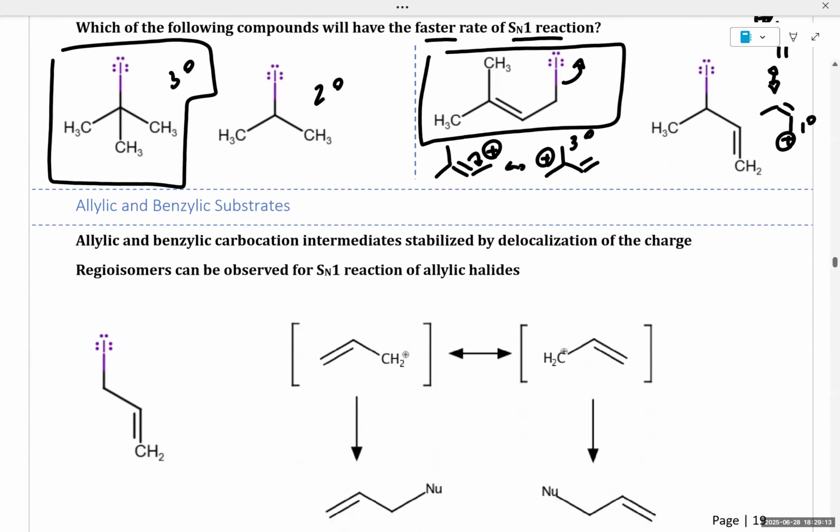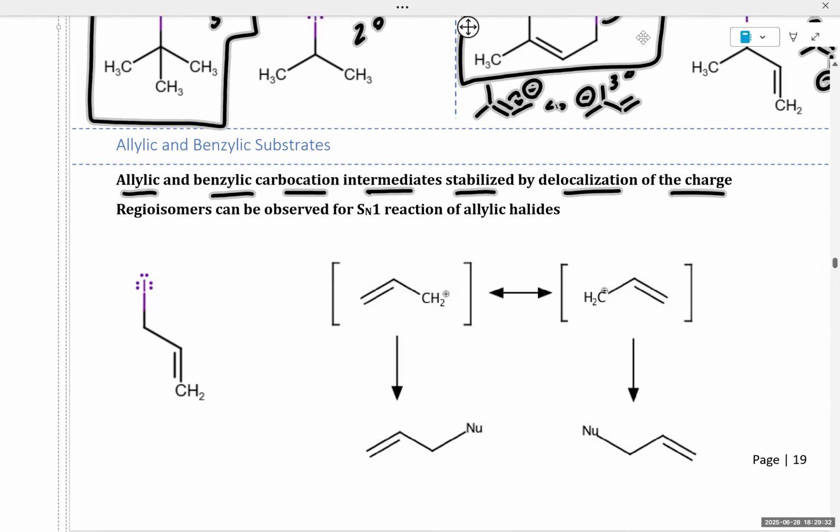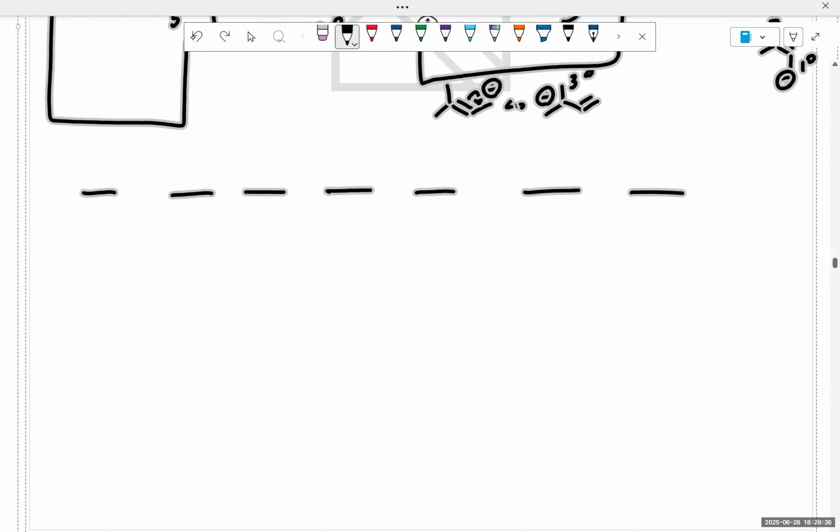Now, as mentioned, allylic and benzylic substrates have really fast rates of SN1 reaction because you have a stabilized carbocation. Allylic and benzylic carbocation intermediates are stabilized by delocalization of the charge. As a consequence of that, regioisomers can be observed for the SN1 reaction.